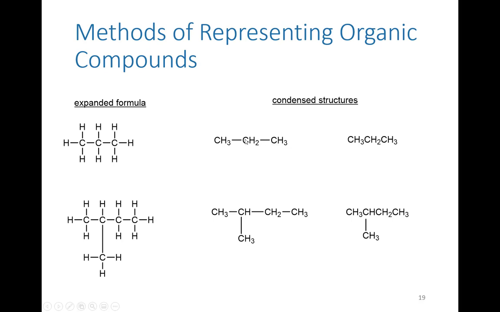Now, we don't really need either of these bonds to be shown. It would be simple enough if we just wrote out CH3, CH2, CH3. And we can see here that this carbon has to be joined to this carbon because they're listed sequentially, and then this carbon must be bonded to this carbon over here. Okay, so either of these would be considered acceptable condensed structures.